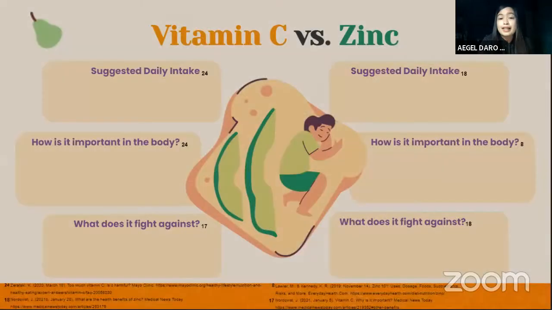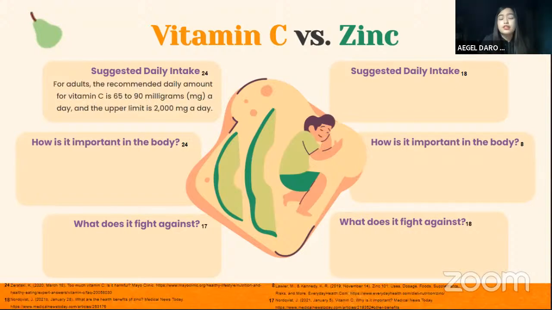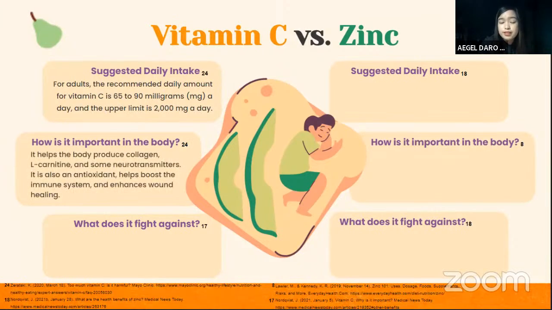Now, let us further understand the concepts of vitamin C and zinc. For vitamin C, the recommended daily amount for adults is around 65 to 90 milligrams a day, and the upper limit is 2,000 milligrams a day. Now, how is it important in the body? The body needs vitamin C for various functions. Vitamin C helps the body produce collagen, L-carnitine, and some neurotransmitters. It is also an antioxidant and helps boost the immune system as well as enhance wound healing.